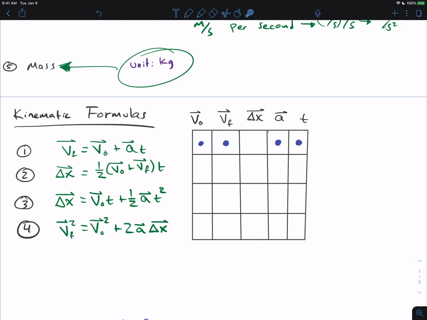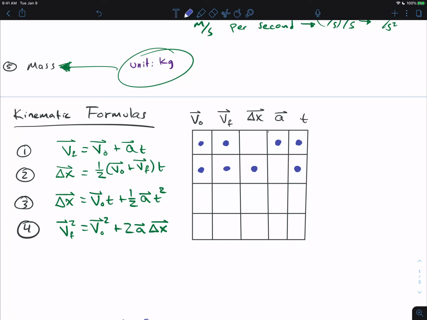I have displacement, initial velocity, final velocity, and time. Okay, so let's kind of fill these in here. I do have initial velocity. I do have final velocity. I do have displacement this time. Okay, that's nice. This is good. I don't have acceleration here, but I do have time. All right, great. Now going on to my third formula here.